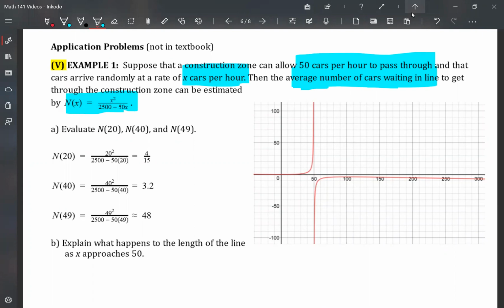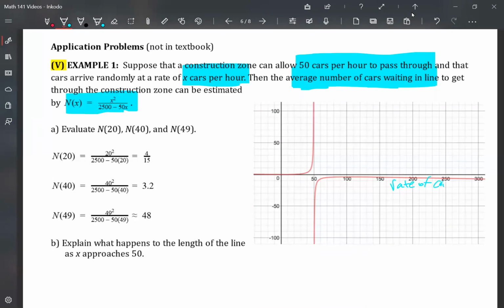Well, a construction zone is letting 50 cars pass through this section every hour. And we can make a model that takes however many cars are being added every hour and show what the average number of cars waiting in that line is going to be as a result of that, given by the function. So the first thing we might want to do is label these axes on the graph on the right. The x-axis, as it said in the problem, is the rate of cars per hour.